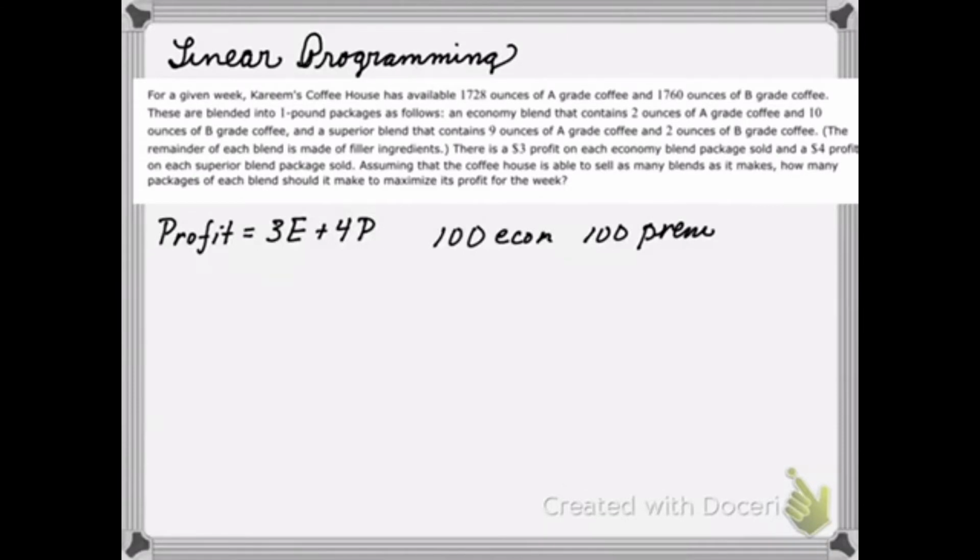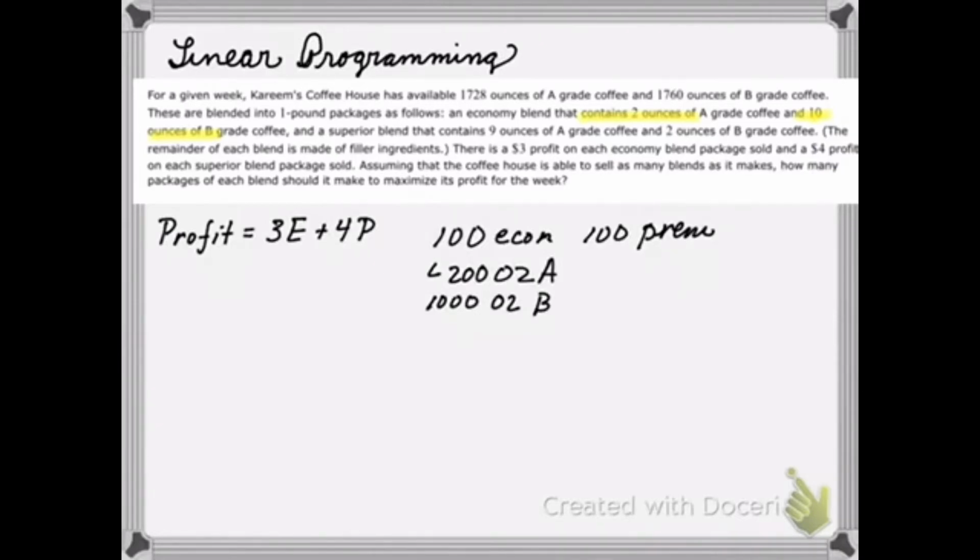If we look at the economy blend, it's going to use 2 ounces. Let me see if I can find a highlighter here. Okay, so that's going to be 2 ounces of the grade A and 10 ounces of the grade B for each bag. So that would mean that I would be using 200 ounces of A and 10 times 100, 1,000 ounces of B.